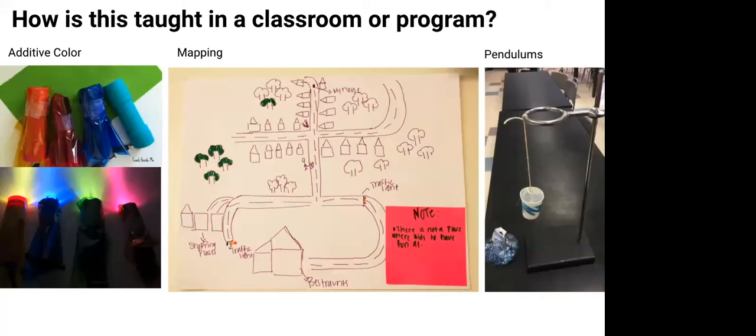First question, how is this taught in a classroom or program? Museums are high traffic, with not a lot of facilitation. So they're very different from a classroom, but we can learn a lot from how classrooms handle different types of content. On the left, we have an additive color exhibit, looking at light mixing. On the right, pendulums. You can see how this could easily become a hands-on experience in the gallery.